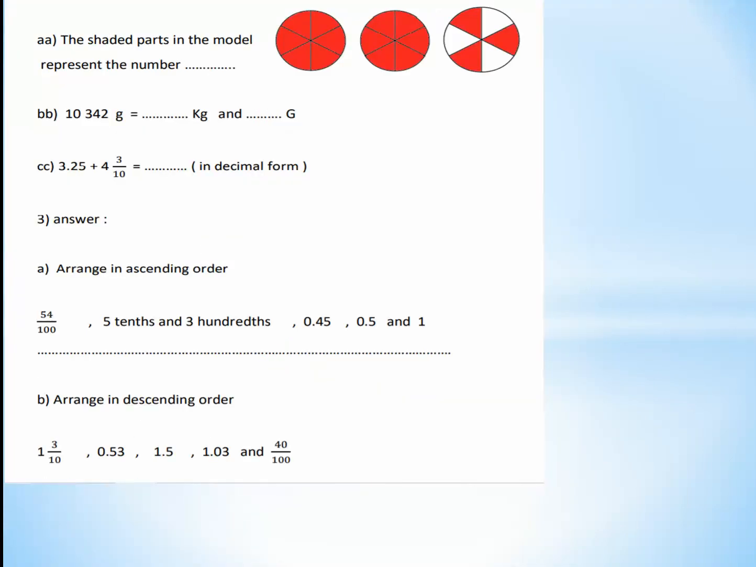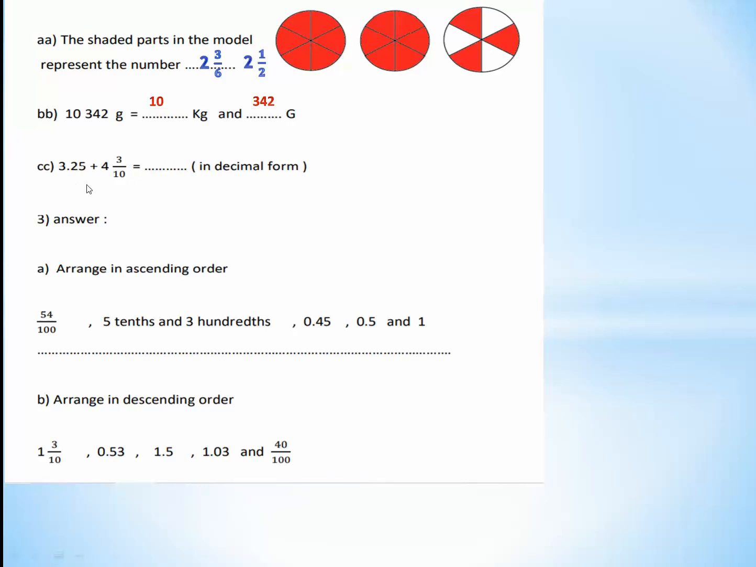The shaded parts in the model represent the number. Yes, here we have 2 and 3 out of 6, it will be 2.5, because 3 is half of 6. 10,342 gram equal how many kilogram? Equal 10 kilogram and 342 gram.